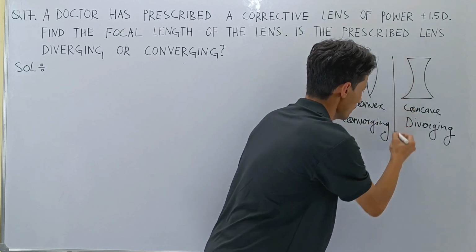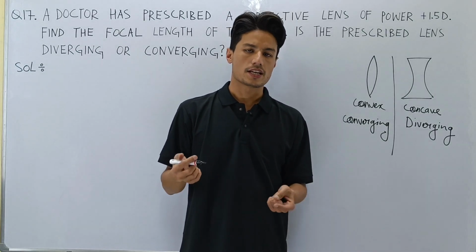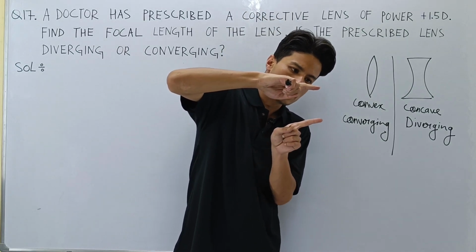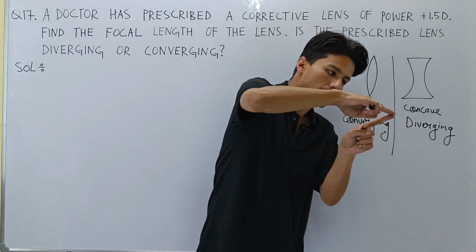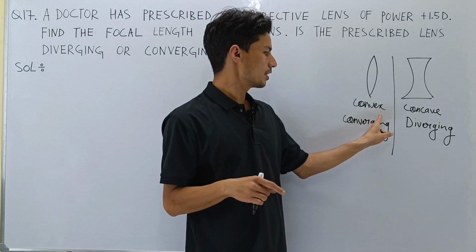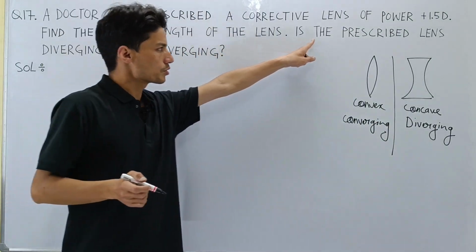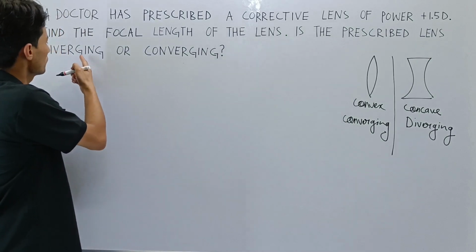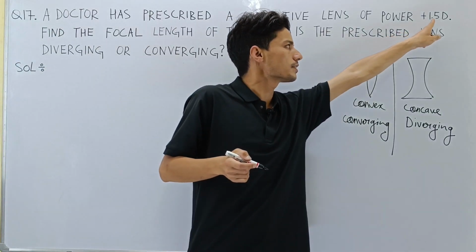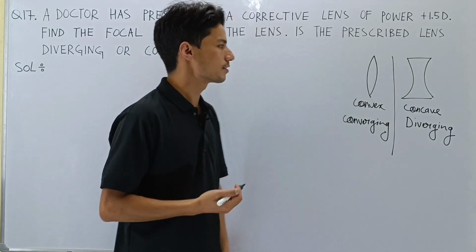Now why are convex lenses also known as converging lenses? It's because the light rays after refraction converge together, they meet at a point. That's why they're known as converging. So now you can also answer the question, is the prescribed lens diverging or converging? Since you have already told me that it is convex, the answer is converging. See how easy it is.